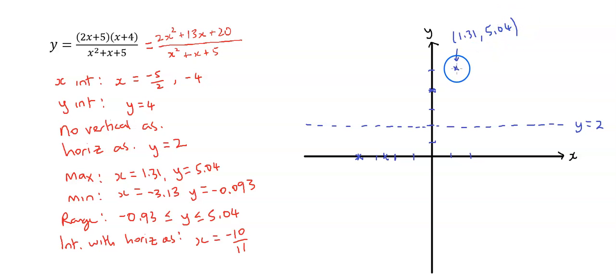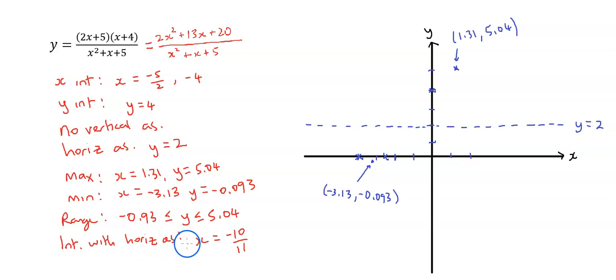So that's our maximum. And then the minimum is when x is negative 3.13, negative 1, negative 2, negative 3, so about here. And the y coordinate is negative 0.09. So our minimum point is going to be about there. Can make it clear what the values of that are. Negative 3.13 and negative 0.093.